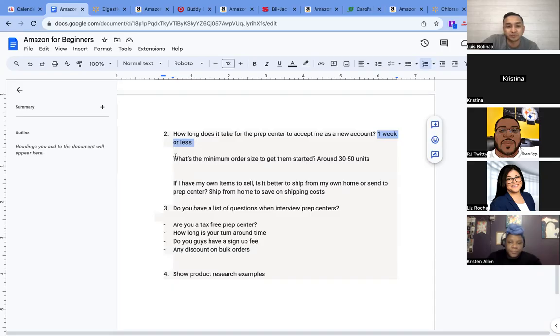And then the second question is, what's the minimum order size to get them started? So I want to say around 30 to 50 pieces or units. And that's because these prep centers, they usually receive your products, right? And then they put your products in one big box. They pack and prep it and they ship it. So this one big box is usually around 30 to 50 pieces of inventory.